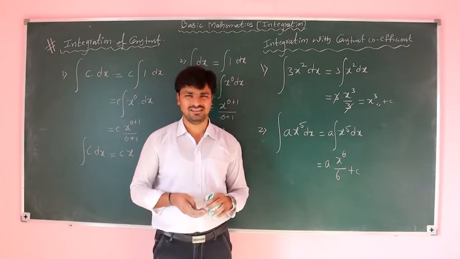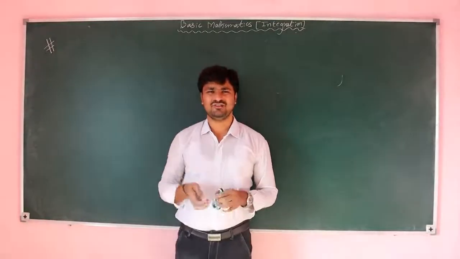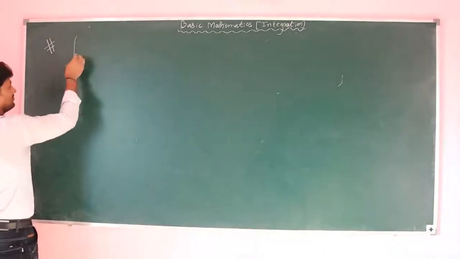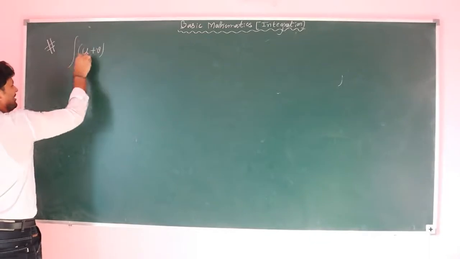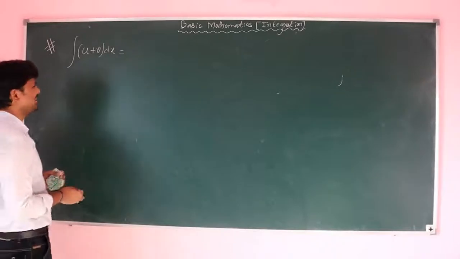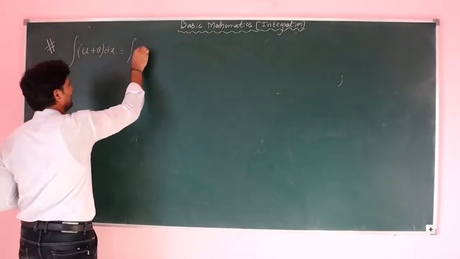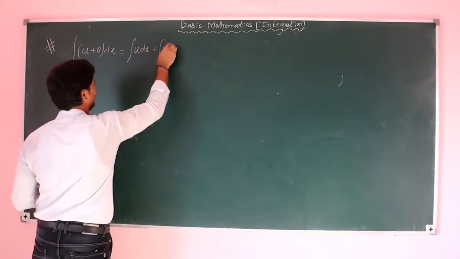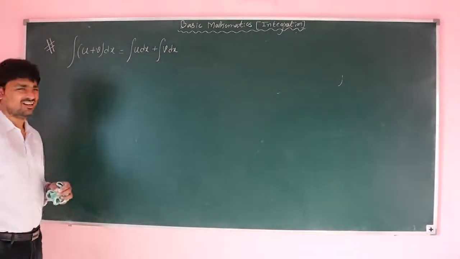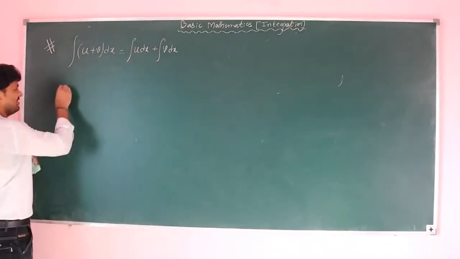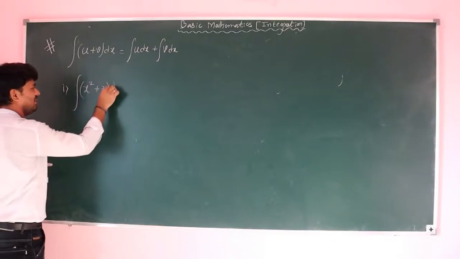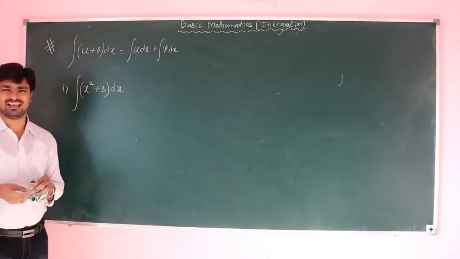Some more examples we will discuss. If the terms are separated like this, integral v plus u into dx, how can we take the integration here? Very simple: integral u dx plus integral v dx. See one example. There is a function, integral x square plus 3 into dx.